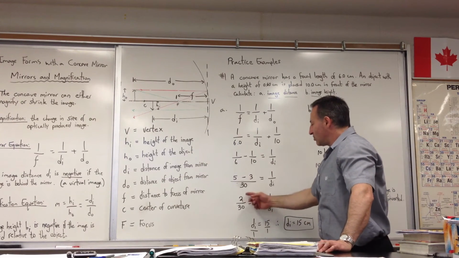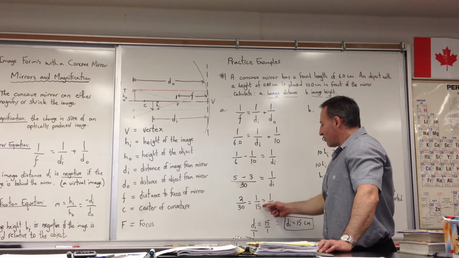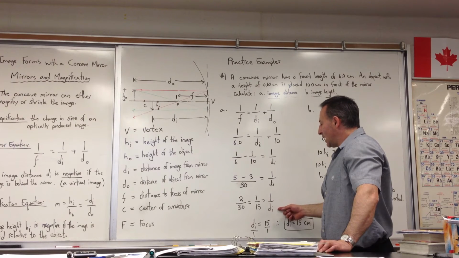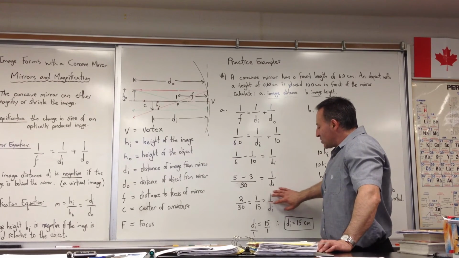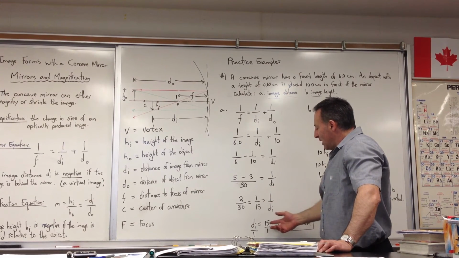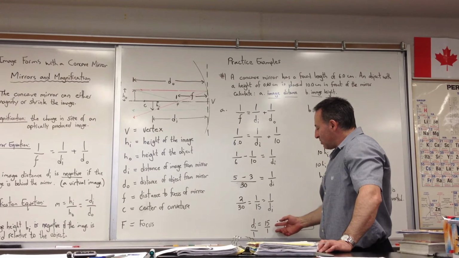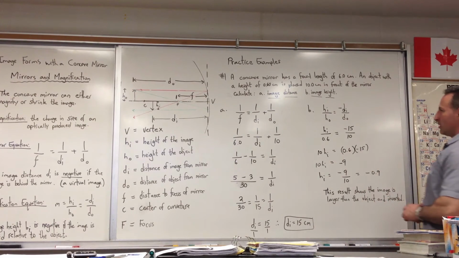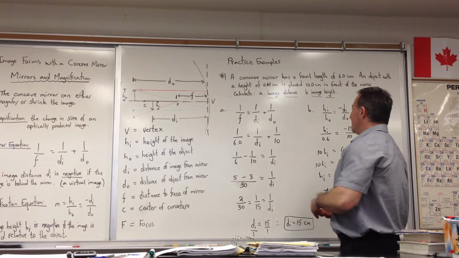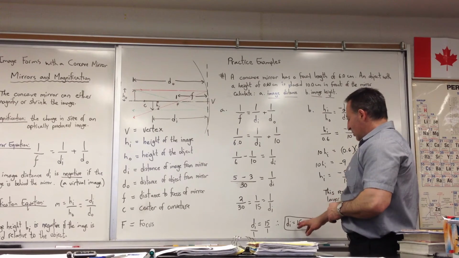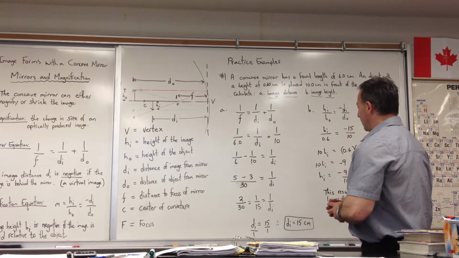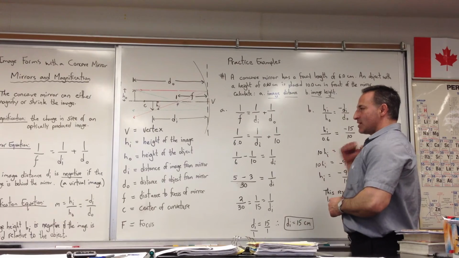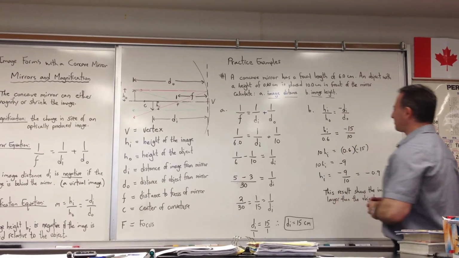5 minus 3 gives you 2, so 2 over 30 is equal to 1 over 15 when you put it in lowest terms, and 1 over 15 is equal to 1 over di. Since you have 2 fractions equal to each other, you can flip both of them, and it'll still be an equivalent expression. di over 1 is equal to 15 over 1, therefore the distance of the image is 15 centimeters. The image appears 15 centimeters in front of the mirror. The result is positive, so we can say that it's in front of the mirror. If we had a negative number, then we could say the image is appearing behind the mirror.